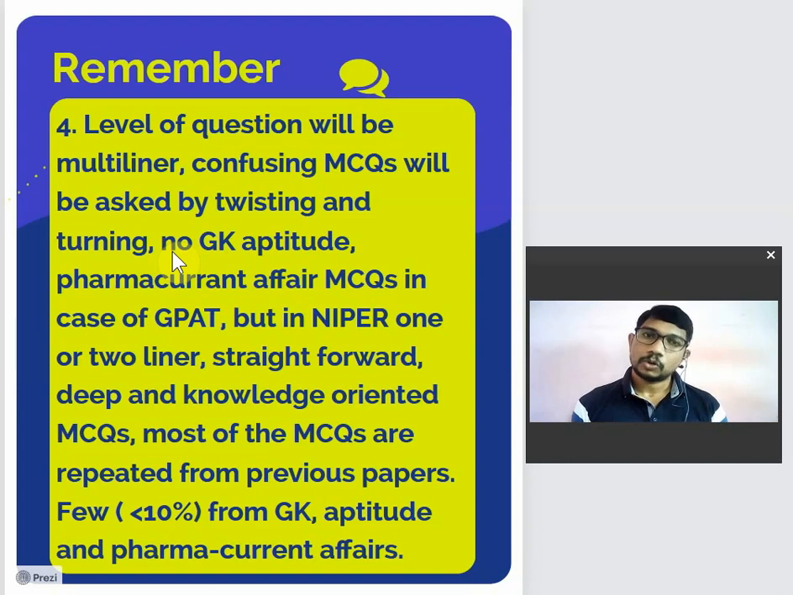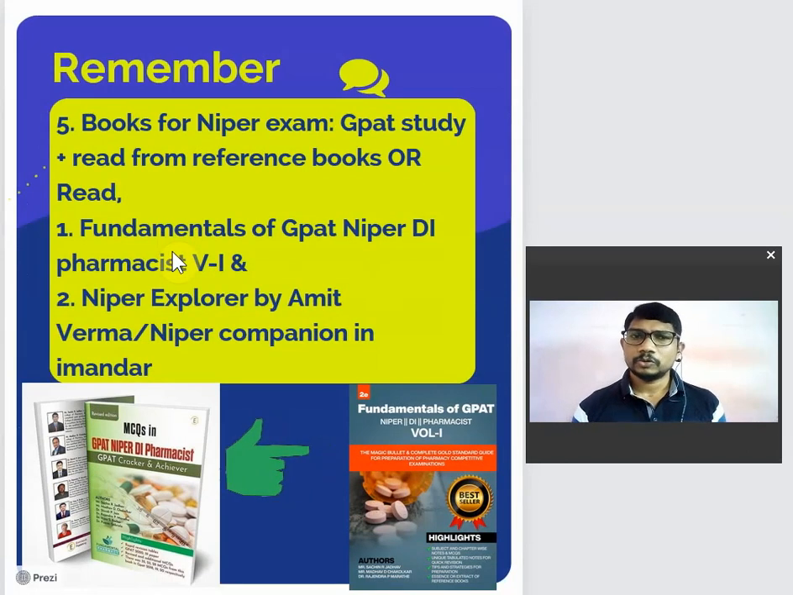That was the fourth difference, that is the level of questions. In case of GPAT and in case of NIPER, the level of questions is different. You have to understand it. Then the next point, point number 5: which books you have to refer for GPAT, and which books you have to refer for NIPER.